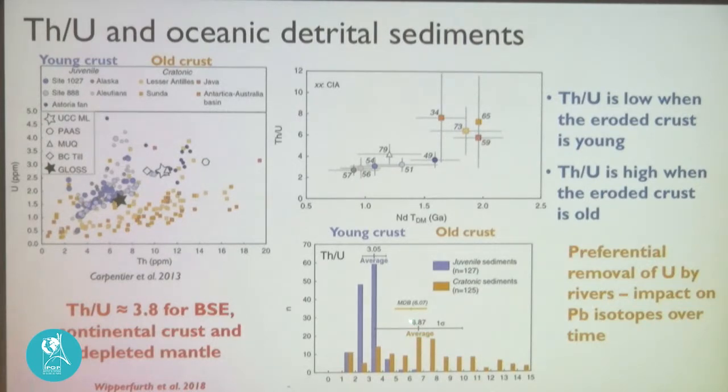It reaches 7, which means that there is a preferential removal of uranium by the rivers, and it has a very important impact on the lead isotopes in the long term. The sedimentary material is going to have a very specific evolution in lead isotopes.